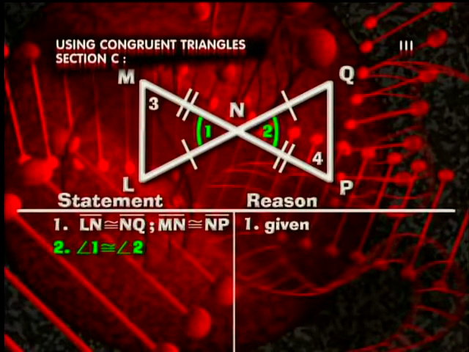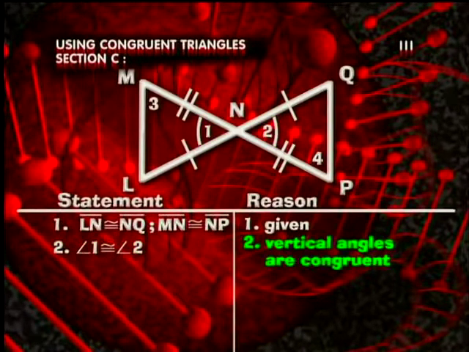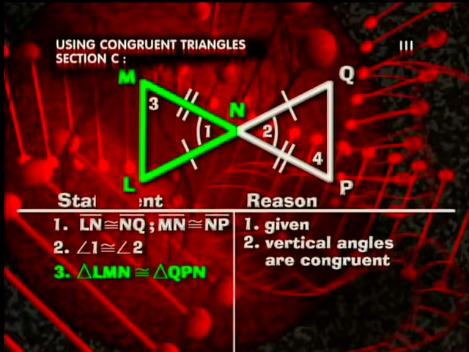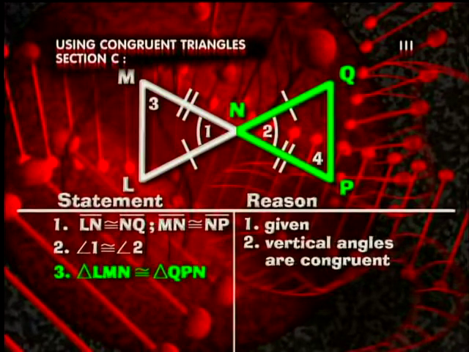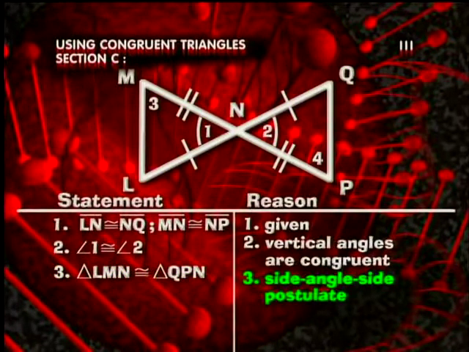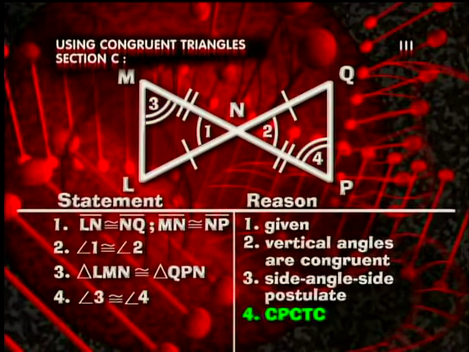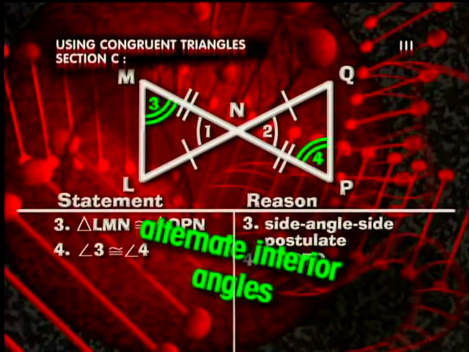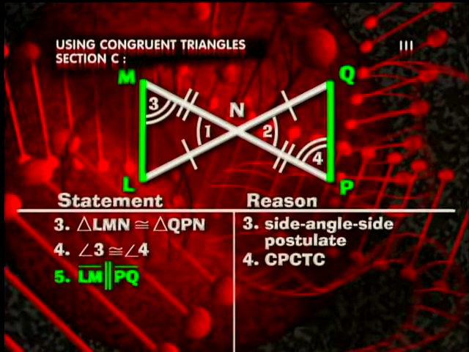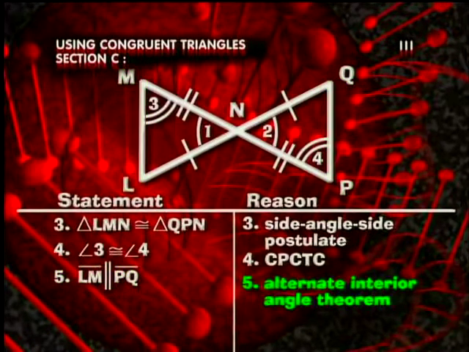Second, we know that angle 1 is congruent to angle 2 because vertical angles are congruent. Now we have 2 pairs of sides and a pair of angles established as congruent. So we can say that triangle LMN is congruent to triangle QPN because of the side-angle-side postulate. We've got congruent triangles. Because we have congruent triangles, we know angle 3 is congruent to angle 4 because of our good friend CPCTC. Finally, because angle 3 and angle 4 are alternate interior angles, we can state that LM is parallel to PQ. The reason is the alternate interior angles theorem, and we've proven our point.